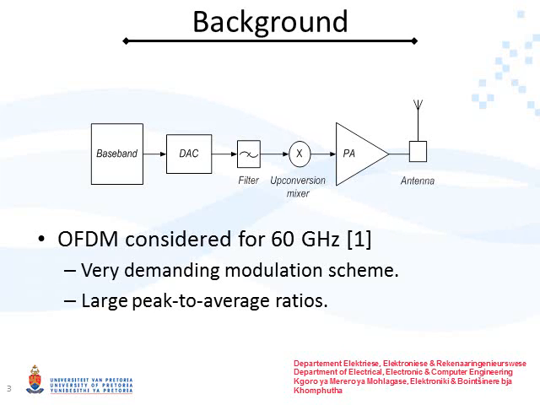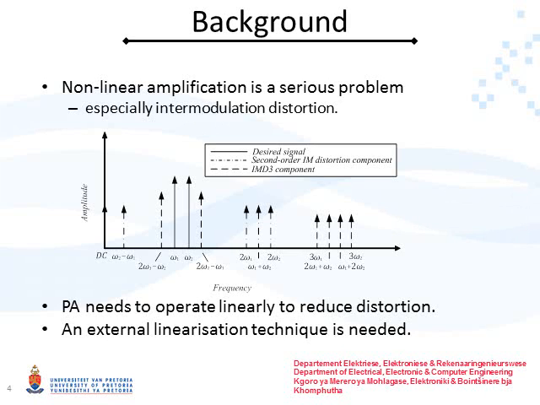The demand for greater spectral efficiency has resulted in orthogonal frequency division multiplexing, or OFDM, being considered as the modulation scheme within the millimeter wave frequency band. OFDM is sensitive to disturbances such as nonlinear amplification, which causes distortion of the output signal. These distortion components are a serious problem as they can be mistaken for the desired signal.